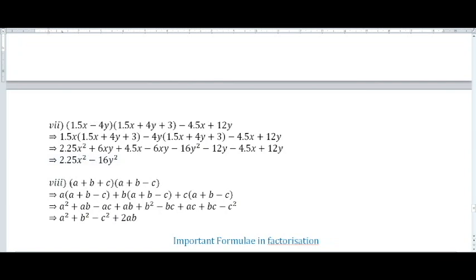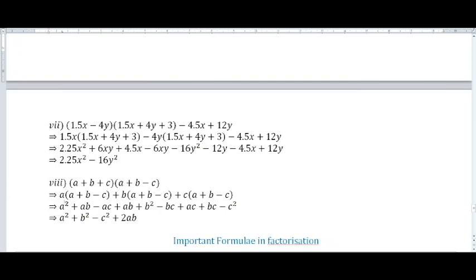So here in question number 8, a plus b plus c, you have to multiply it with a plus b minus c. So here, this a first term, we'll write it here. Inside the bracket, we'll put the second term, a plus b minus c, okay? Then plus b, we'll write it here outside. Then a plus b minus c, we'll write it here. Then plus this c will come here. And a plus b minus c, will write it as it is.